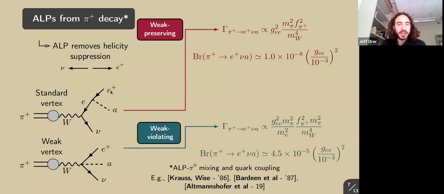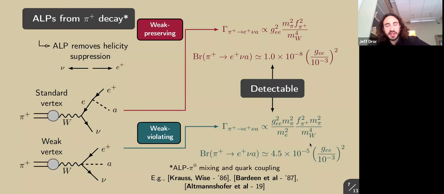If instead you use this weak vertex, you'll find a decay rate which is of the same form as shown above, but with a new factor. This new factor is m_pi over m_e, squared. It's a very, very substantial enhancement. It's about a factor of 10 over 100 squared inside the rate. Now, quantitatively, the branching ratio looks something like this. For the same sort of couplings that I mentioned above, we're talking about a branching ratio of about 4.5 times 10 to the minus 5.